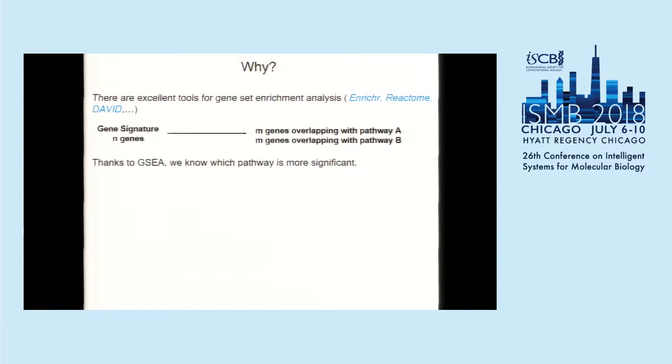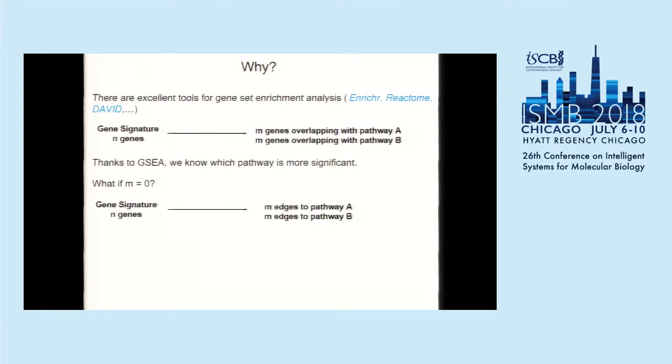There are excellent online tools for gene set enrichment analysis, namely Enrichr, DAVID. Reactome has its own tool. What this allows you to do is to take a gene signature of a given number of genes. And if you have, let's say, M genes overlapping with pathway A and M genes overlapping with pathway B, thanks to gene set enrichment, you know which pathway is more significant. However, there still remains a question, what if M equals 0? What if you have no overlap? Does that mean that these pathways aren't significantly related to your gene set of interest?